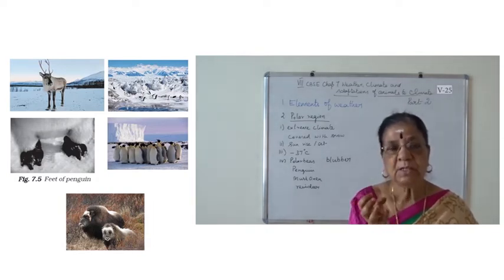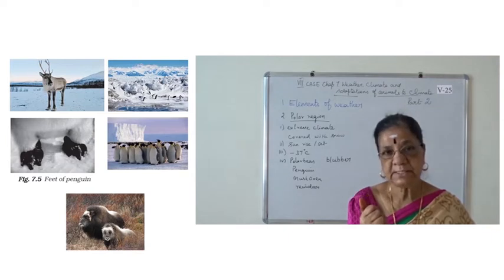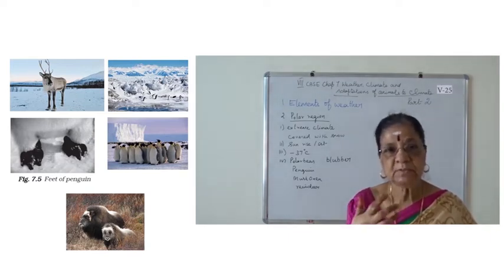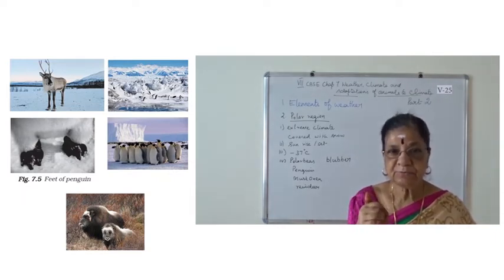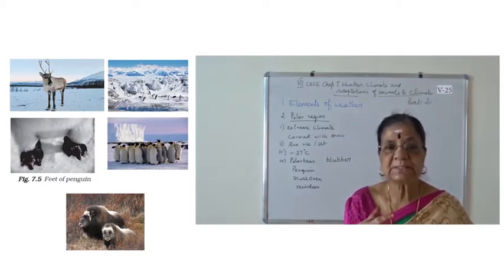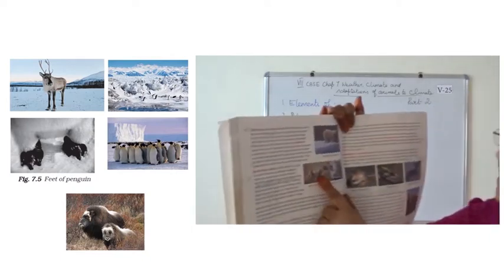We have seen polar bear, penguin, musk oxen, and reindeer. And this Arctic fox is also living in the polar region. During that time, it develops a thick fur on the body, and during summer, it sheds its thick fur. The picture shows the Arctic fox.